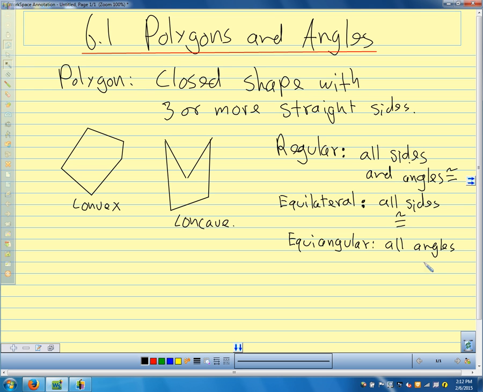Could a polygon be equiangular but not equilateral? Yes. What would be an example? A rectangle. Perfect example. All the angles are 90 degrees, but all the sides are not the same.